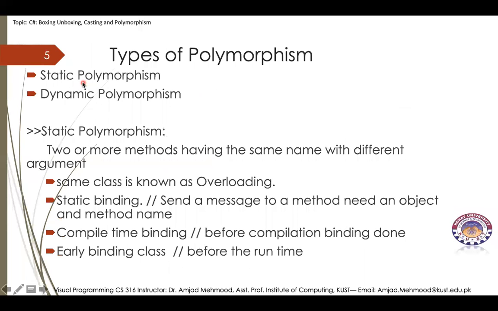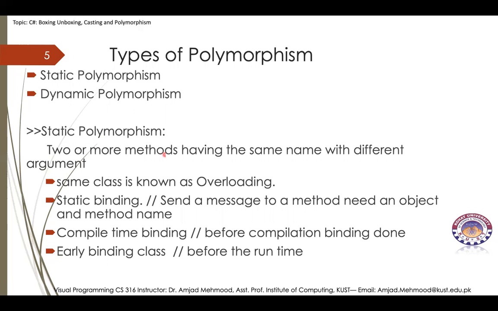Types of polymorphism. We have two types of polymorphism, static and dynamic. Static we have covered already in our previous lectures. Static polymorphism means you have overloading of methods, meaning that you have the same method name in a class. While in dynamic polymorphism, normally we have different classes and they have a relation of inheritance. So this is called dynamic polymorphism.